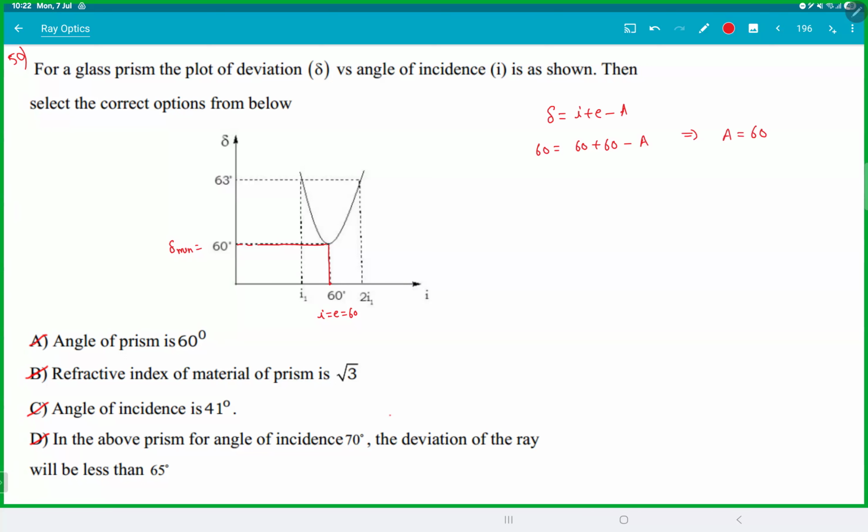Got it. Then the refractive index mu is equal to sine of (A plus delta minimum) by 2 by sine A by 2. A is 60, delta is 60. So this is sine 60 by sine 30. Root 3. Second option is also right. What about C and D? Fine, I'll give you a minute.